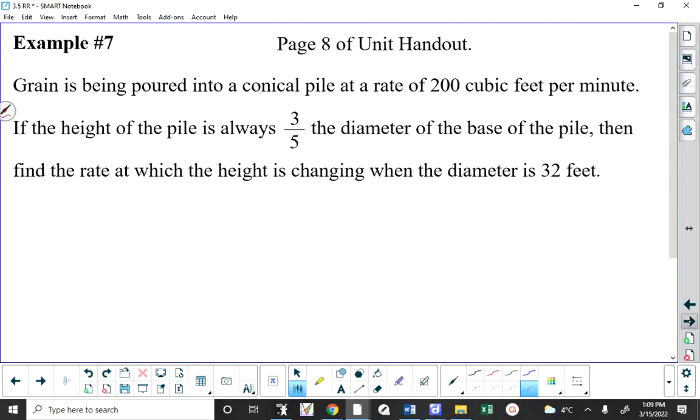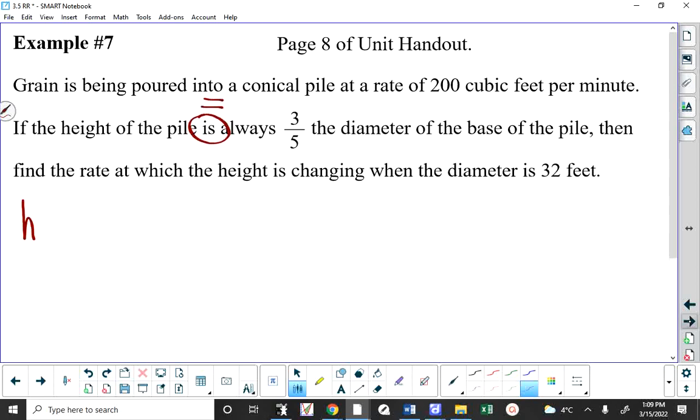And let's just write out that as a ratio before we begin here. It says the height is always 3/5 the diameter. So height, I don't know if anybody has ever taught you this along the way, but "is" in mathematics means equals.